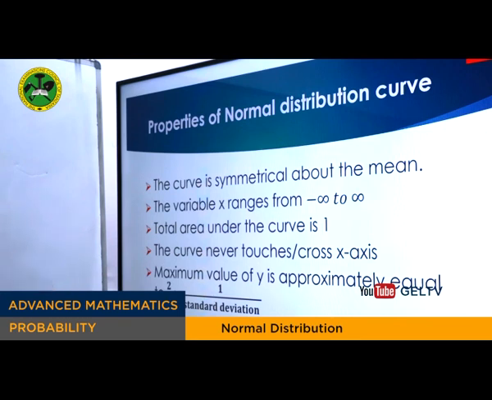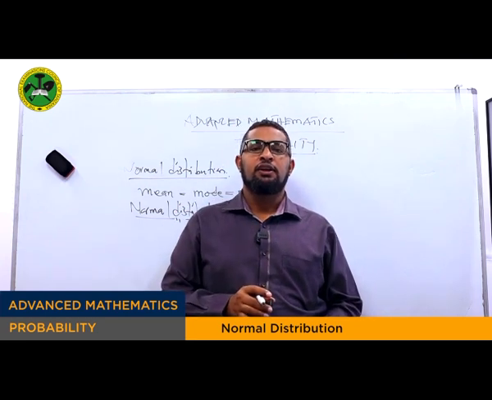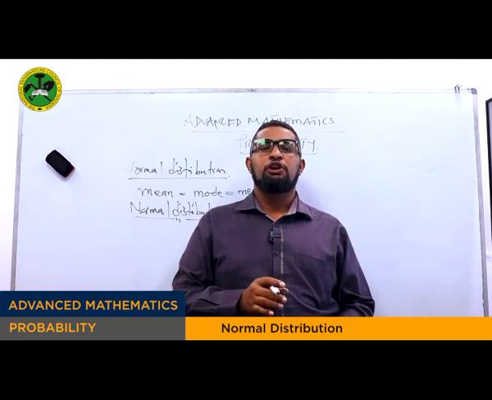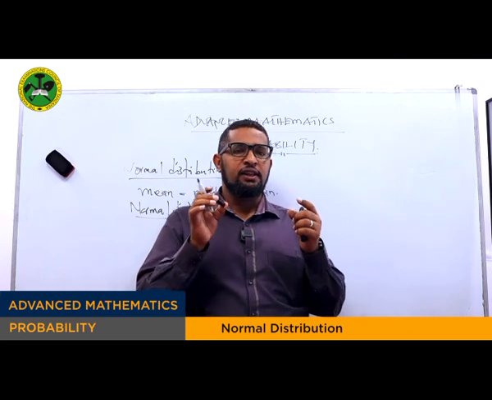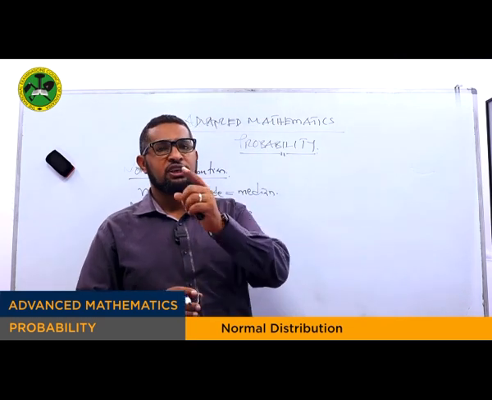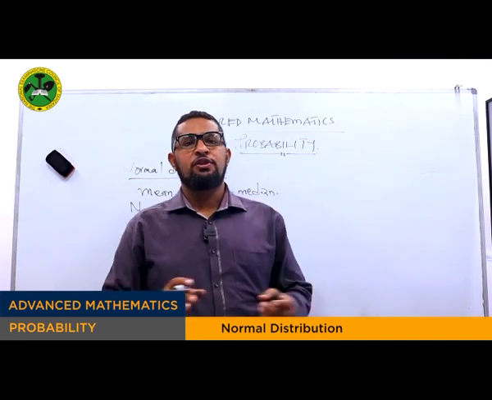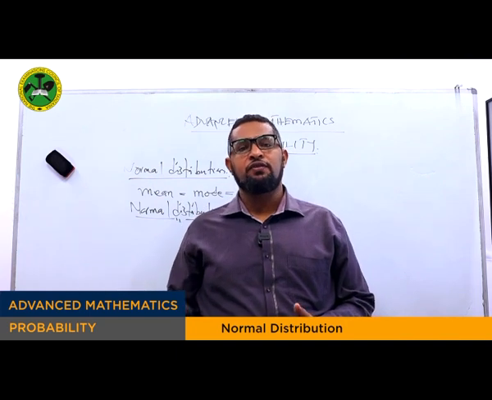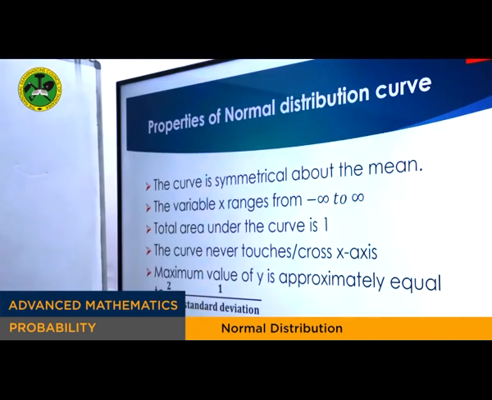The second one: the variable x ranges from negative infinity to positive infinity. And the total area under the curve is equal to 1. As you know, the summation of probability is always equal to 1. So when you find the area under the curve of normal distribution, it will always give you 1. You can divide the graph into two equal parts, since it is symmetrical, in which to the right is 0.5 and to the left 0.5. But also, the curve never touches or crosses the x-axis.